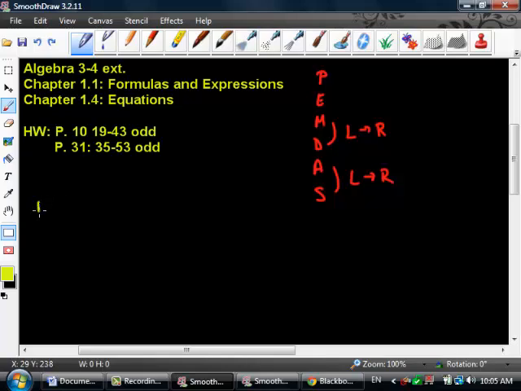Okay, let's just do a couple of problems that are going to be from your homework. I mean, your homework tonight is the odd problems on page 10. Let's take a look at a couple of the even ones. That way you guys know what to expect.